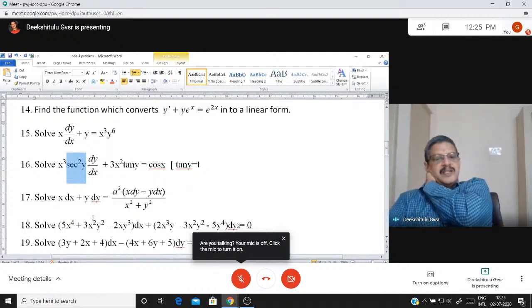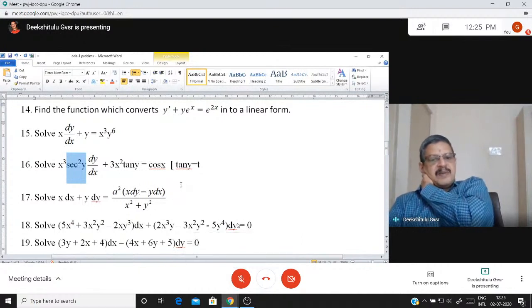Now solve (x dx plus y dy) by a square into (x dy minus y dx) by (x square plus y square). On the right hand side, if you multiply and divide with 2, 2x dx plus 2y dy is the derivative of x square plus y square. We have divided with 2, so half derivative of x square plus y square, and on this side this is tan inverse x by y. So a square into tan inverse x by y.